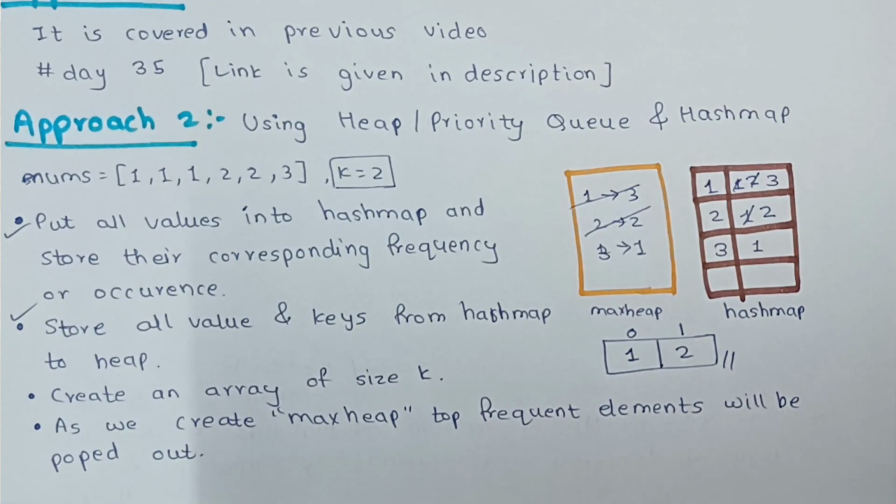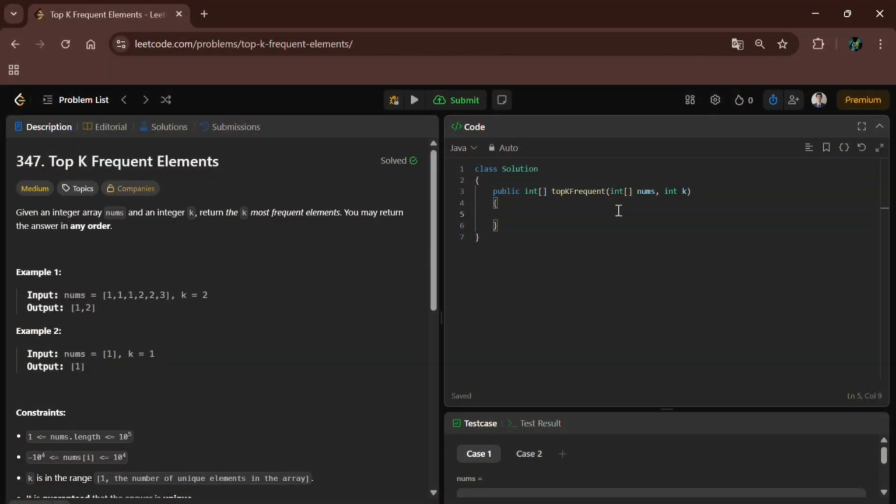By seeing the code you will understand this approach more. If you didn't understand it at the start, watch this video 2 to 3 times, and by seeing the code you will definitely understand the approach. So let's see the code. Let's write code for our approach. First we will create a hash map and store all those elements and occurrences into the hash map.